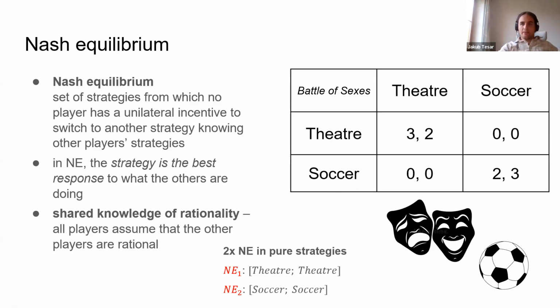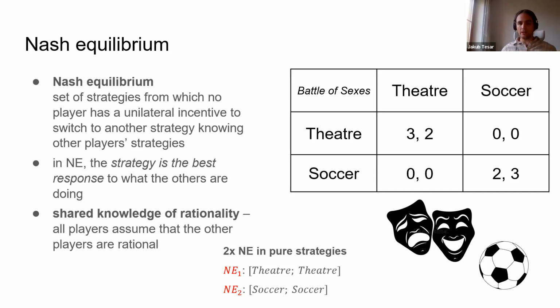So in this particular game, we would say that this game has two Nash equilibria in pure strategies. It's the combination theater-theater and soccer-soccer. And what is important and crucial for quantum game theory, or game theory in general, is that it's based on the assumption of so-called shared knowledge of rationality. So basically, I as a player assume that the other player is rational, and I assume that the other player assumes that I am rational, and so on. So we need this collective understanding of rationality, which means maximization of the utility that we can get from the game.